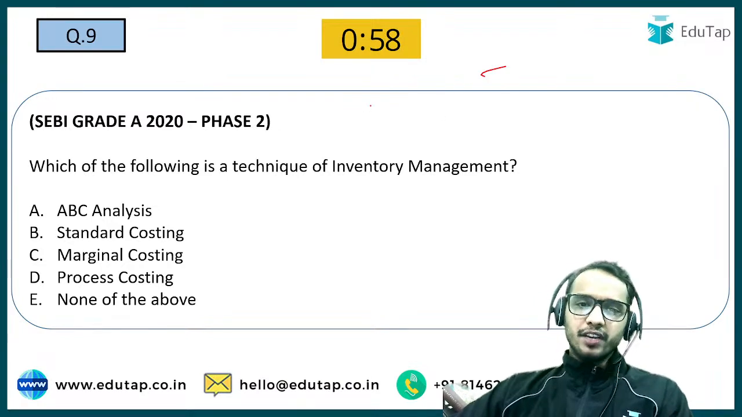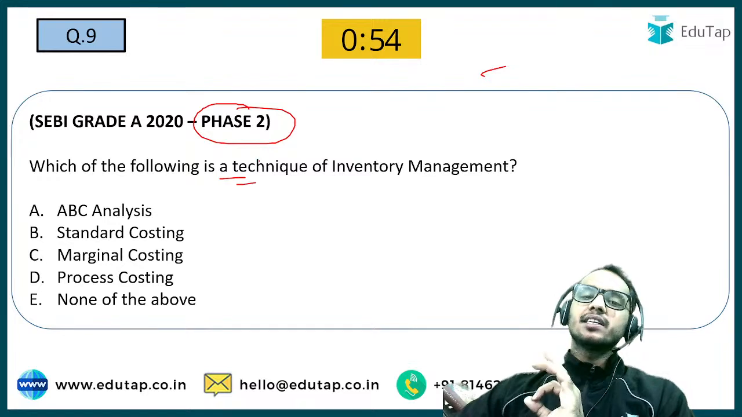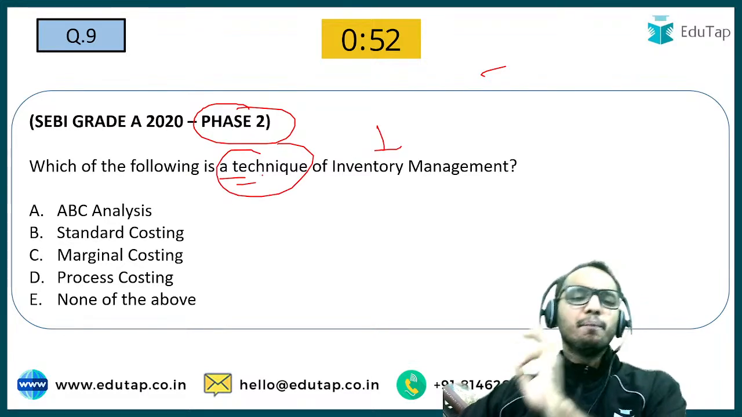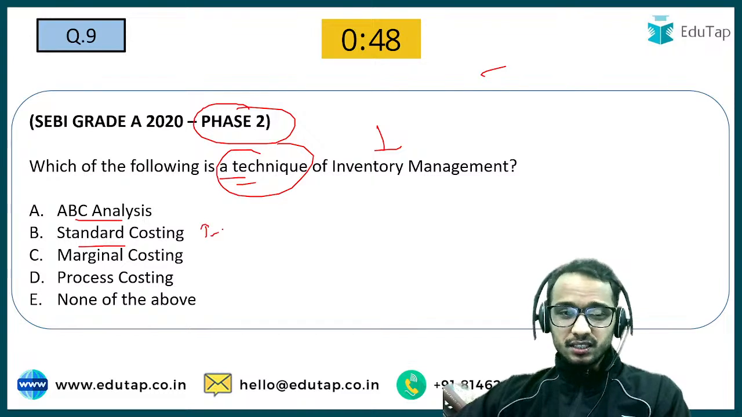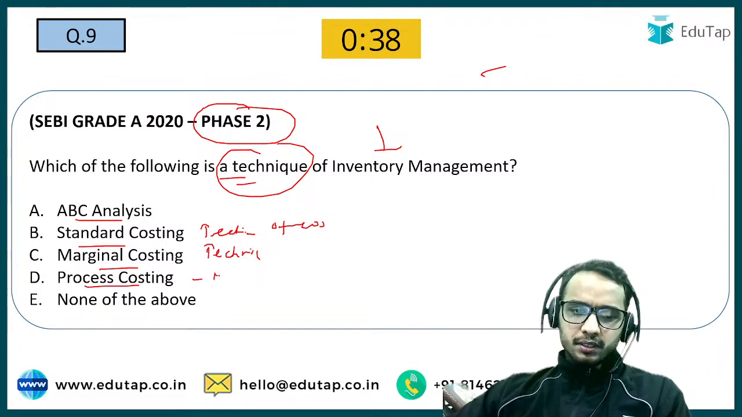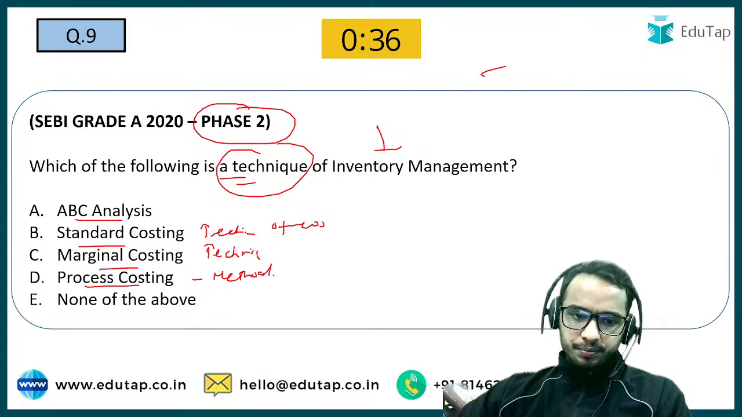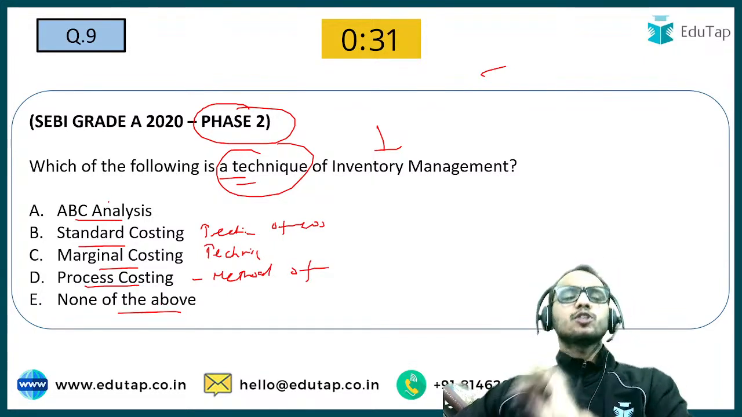Again, a type of phase two question. Which of the following is a technique of inventory management? ABC analysis, standard costing. Standard costing is a technique of costing. Marginal costing, again a technique of costing. Process costing is a method of costing, right? None of the above, right? Okay, so you tell me what should be the answer here.